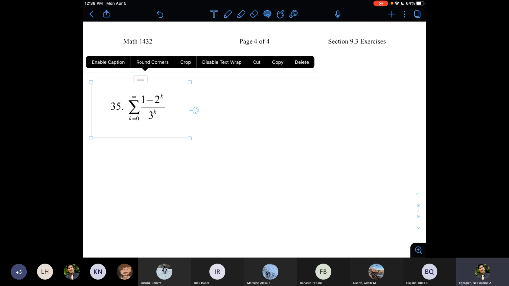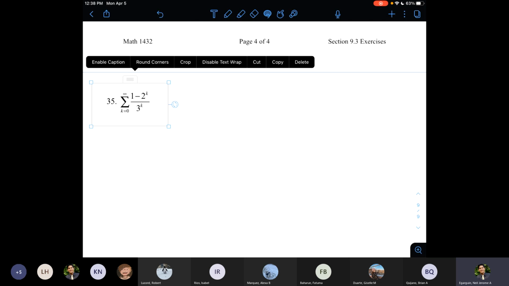If you already tried some of the problems from this worksheet and you encountered some problems, let me know. Tell me the problem number, or if you started doing the quizzes or the homeworks and you encountered some problems, just let me know. Okay, while waiting for that, let me try number 35.